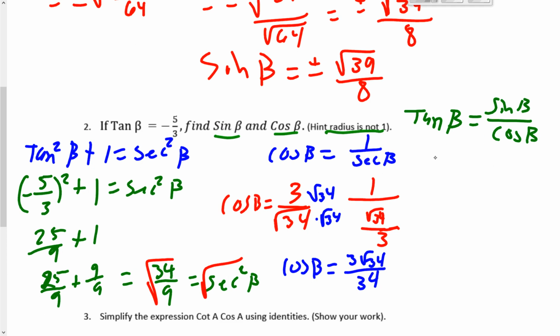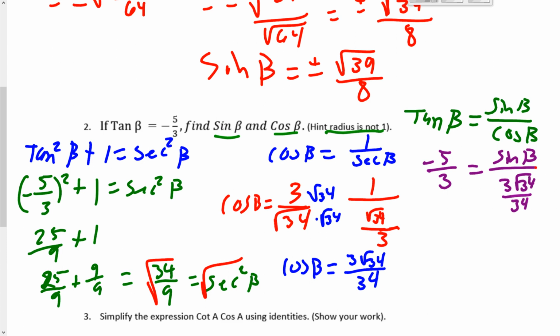And then we can go ahead and use this tangent relationship to find our sine, right? Because I know tangent is negative 5 over 3, and we know cosine is 3 root 34 over 34. So then we can multiply both sides. When we're dividing by 3 root 34 over 34, we can multiply it on both sides, and that would get rid of it out of the denominator. Probably need some more room here.